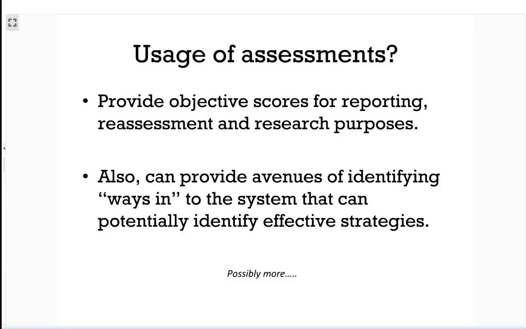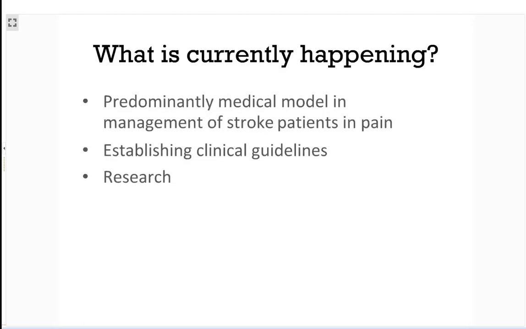So these assessments are obviously going to be useful for reporting, reassessment and research, but they can also start to give us information and ways into the system that we may potentially be able to identify treatment strategies. And this is now being used in research. So for someone describing that their pain is more superficial, it may be more appropriate to utilise more interventions looking at deep contact to start with, so that it doesn't aggravate the pain state, and then be able to establish a better rapport before going more superficially.